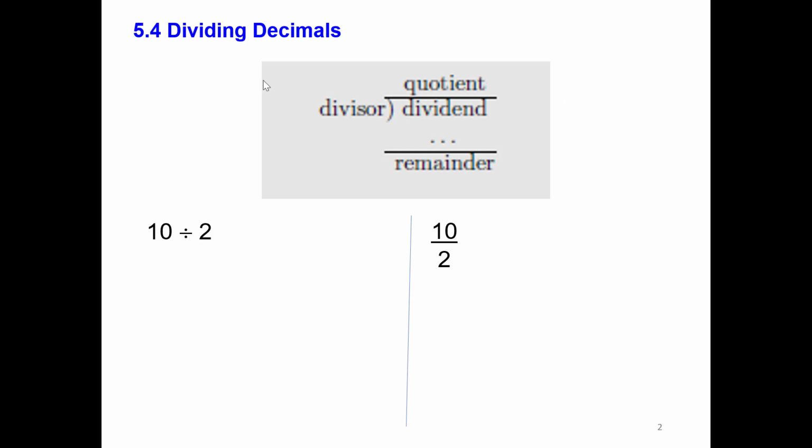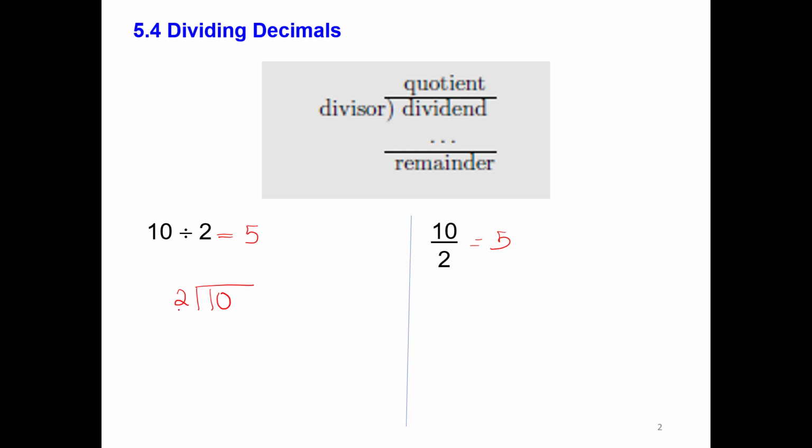These are the parts of the division. If we have the long division, we can see the divisor, the dividend, the quotient, and the remainder. But we can express the division in different ways. We can express the division using the symbol, like 10 divided by 2 equals 5. Or we can express it as a fraction, 10 divided by 2 equals 5. Or we can write it using the long division.